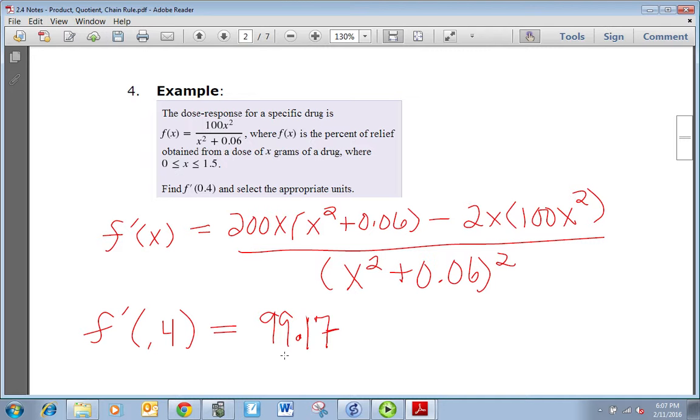It says, and select the appropriate units. So we don't have a selection, so we're just going to come up with the appropriate units ourselves. So this function is percent of relief obtained from x grams of a drug. So our units are going to be its rate of change, so it's going to be how much the percent relief is changing. So the dependent variable over the number of grams of the drug. So percent relief per gram.